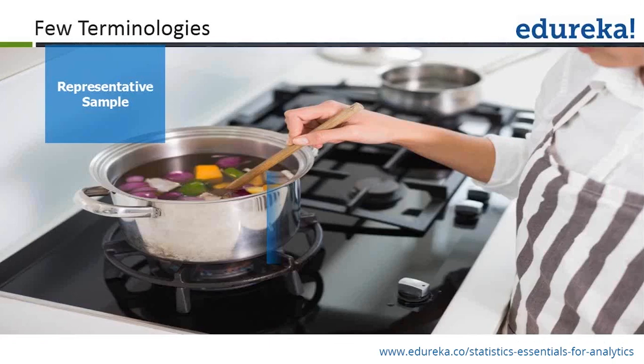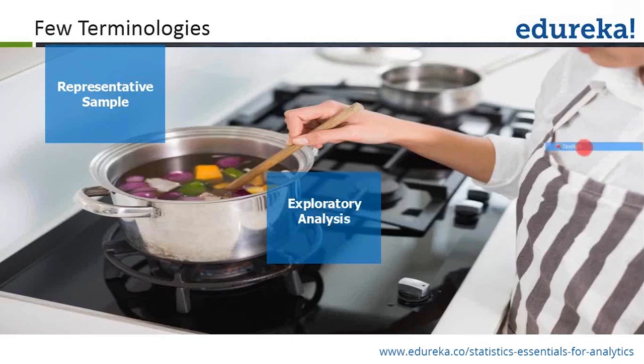So there are some problems that one can face. Basically, the teaspoon of soup that you are taking to test, that is called the representative sample. And checking whether the soup has salt in it or not is referred to as exploratory analysis. And after you find that the soup is not having salt or having more salt, you take a decision, right? That decision is called inference.